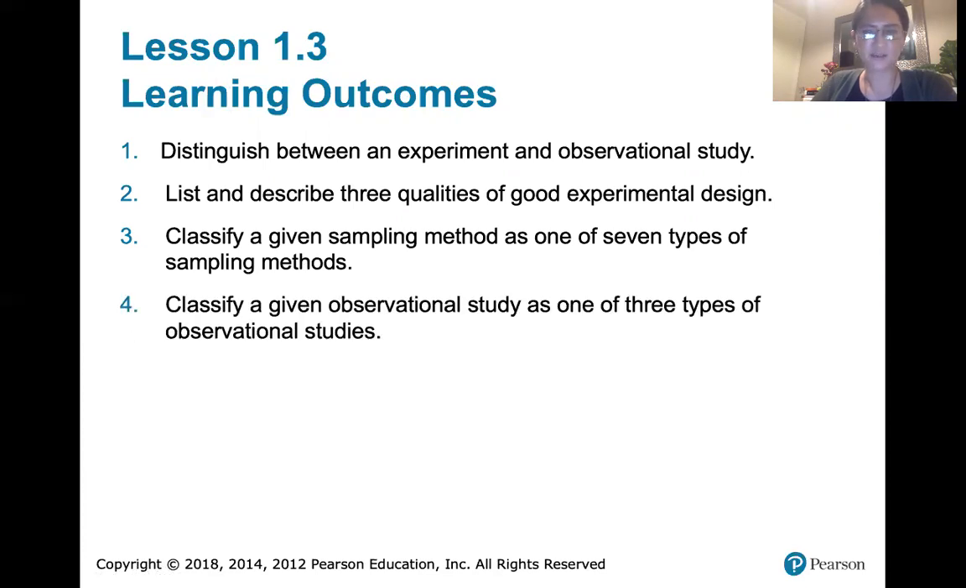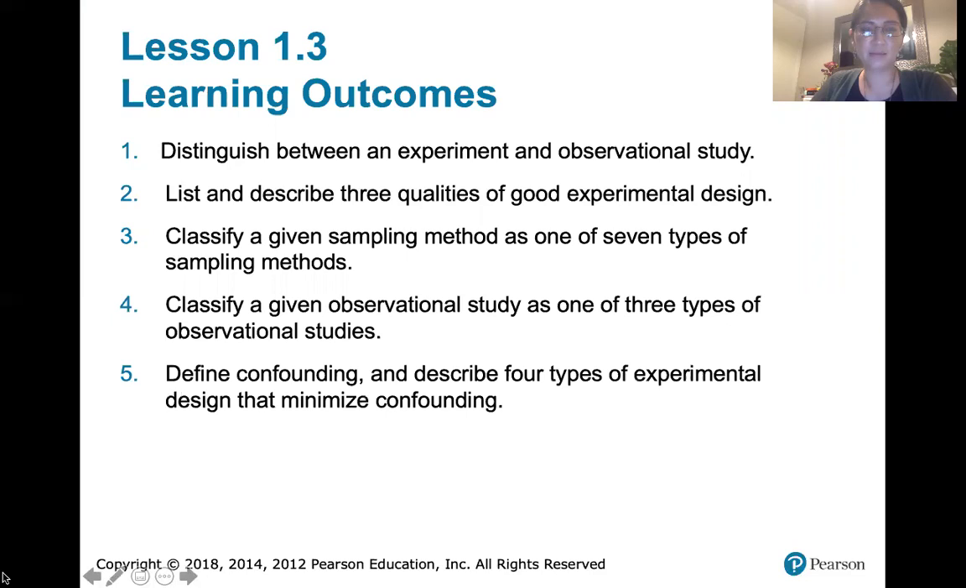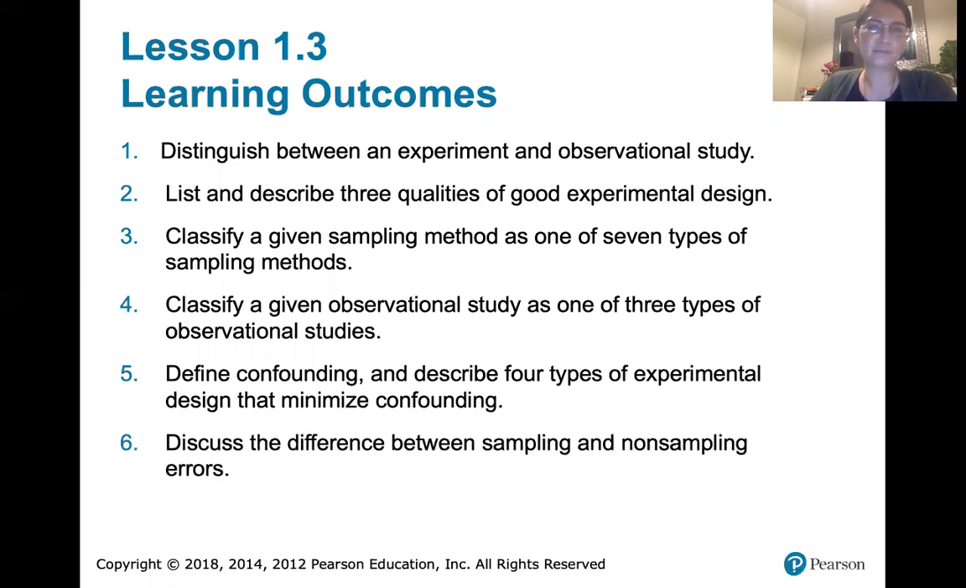And then we'll talk about 3 types of observational studies, and we'll want to be able to classify a given observational study as one of those 3 types. Then in our 5th learning outcome, we're going to define confounding, and we'll describe 4 types of experimental design that will minimize this problem. And then lastly, we're going to discuss the difference between sampling and non-sampling errors.